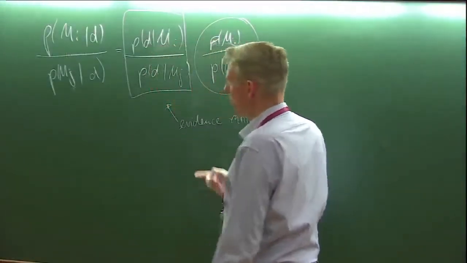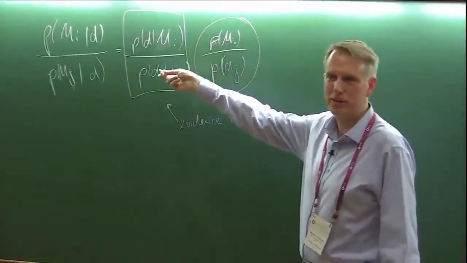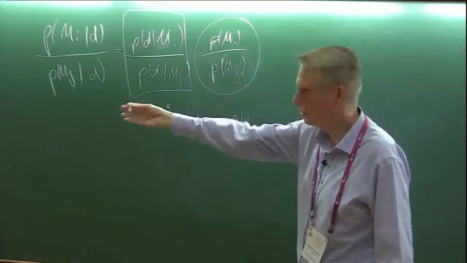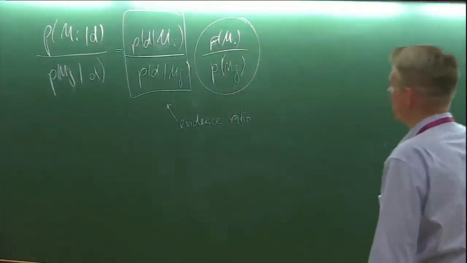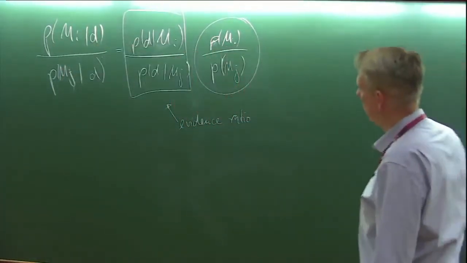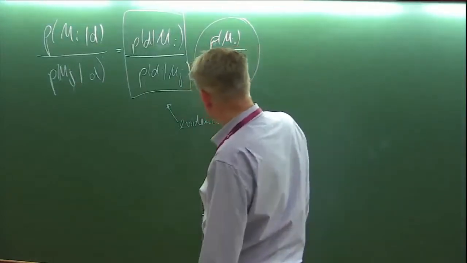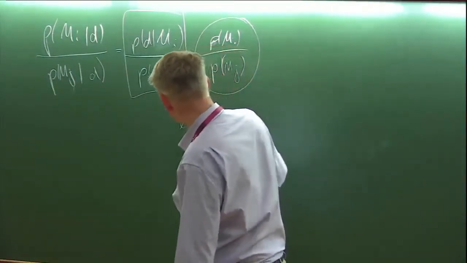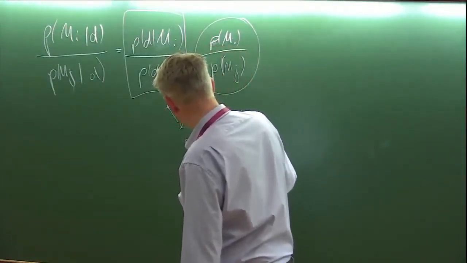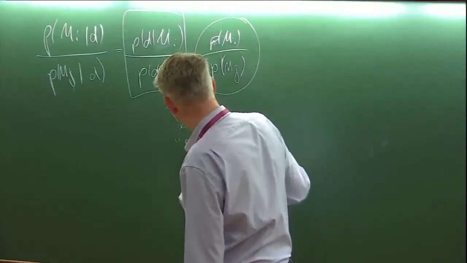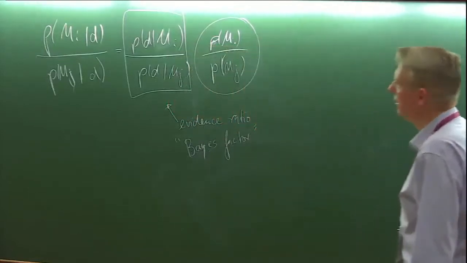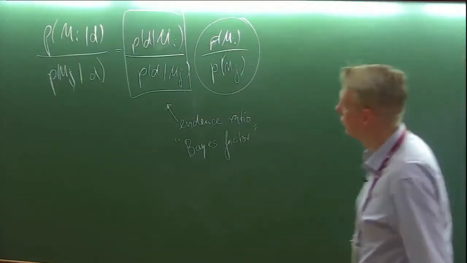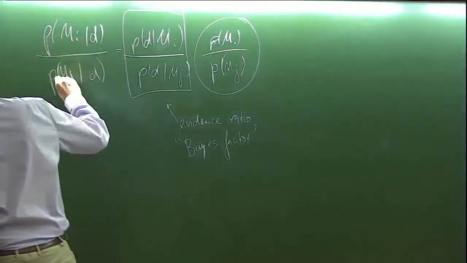And this is why it's called the evidence, because it basically tells you about the evidence for the model that you're using to construct the Bayes theorem. Evidence ratio. Or sometimes, because it's such a key thing, it's called the Bayes factor. A little strange convention to call it that, but it's sometimes called that.